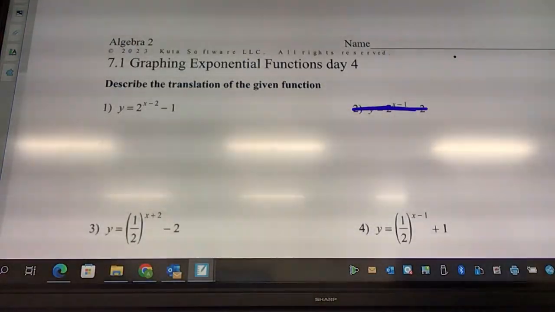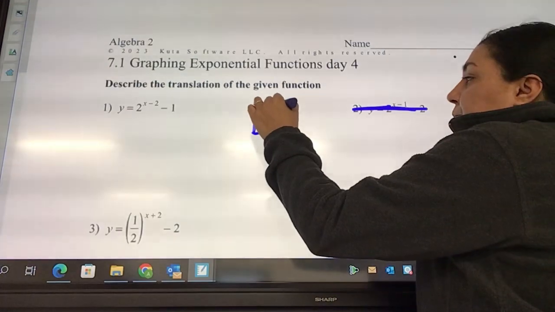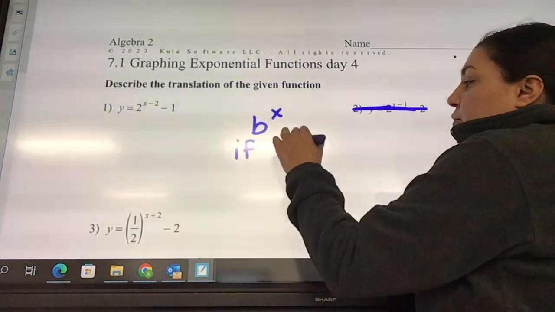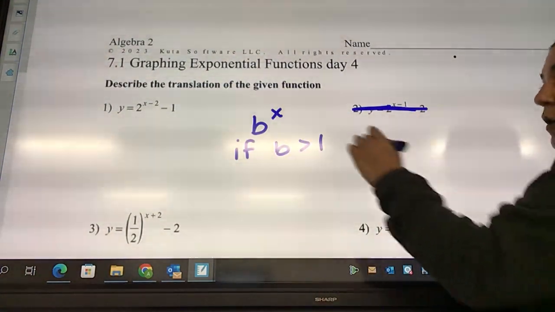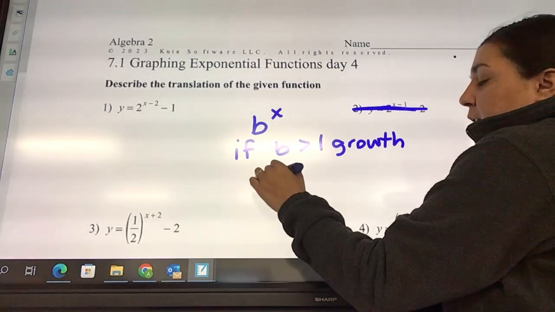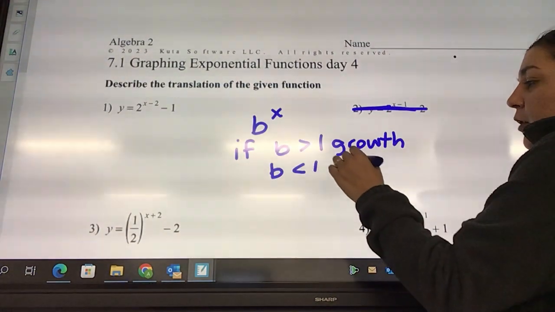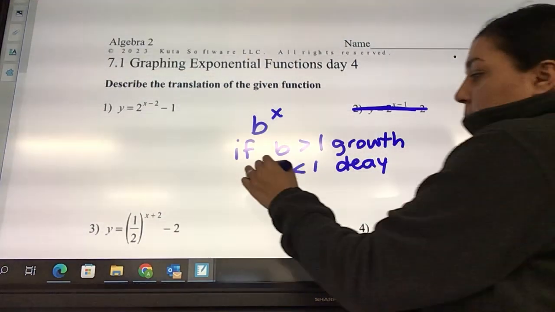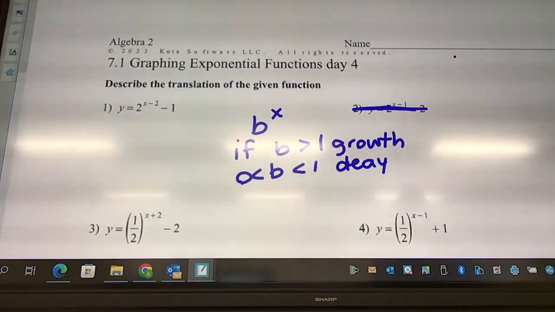Growth and decay. So if we have a function and it says b to the x, if b is greater than 1, what is it? Growth. So if b is bigger than 1, it's growth. And if b is between 0 and 1, it's going to be decay.